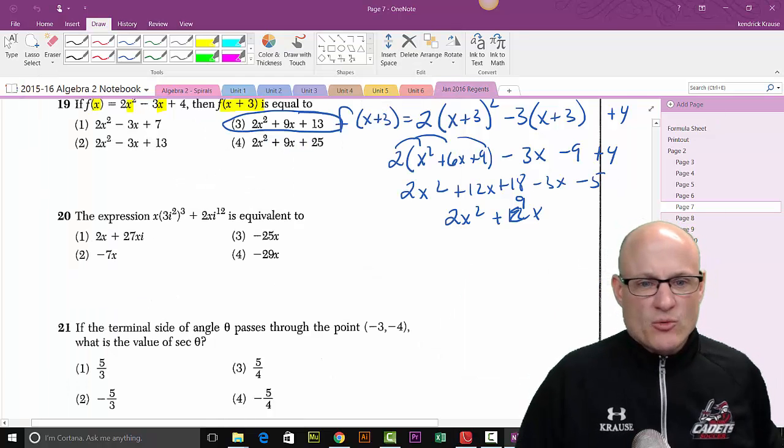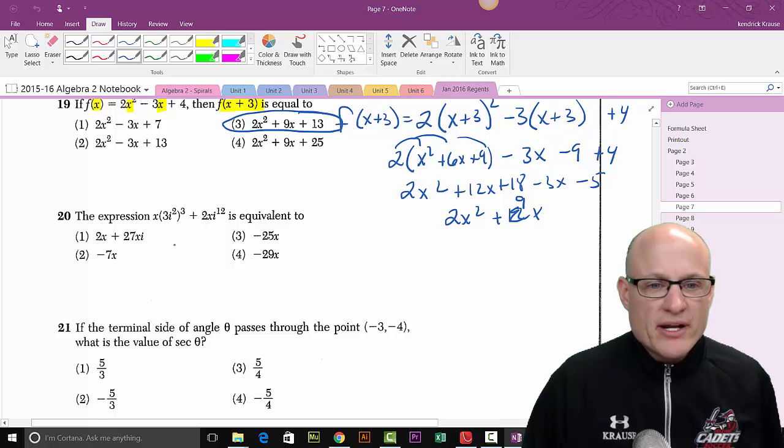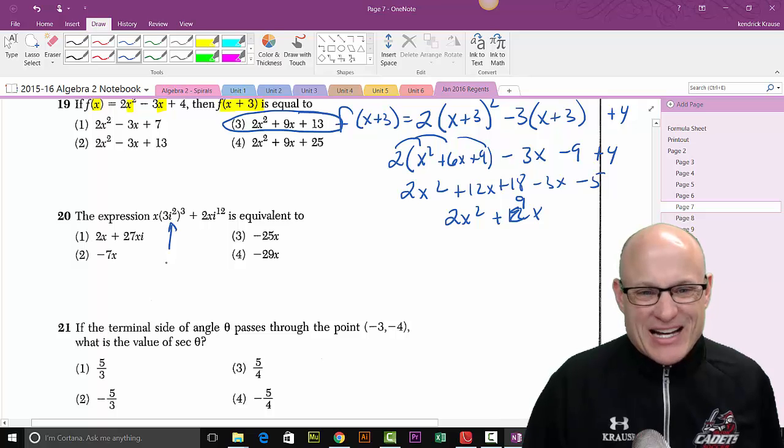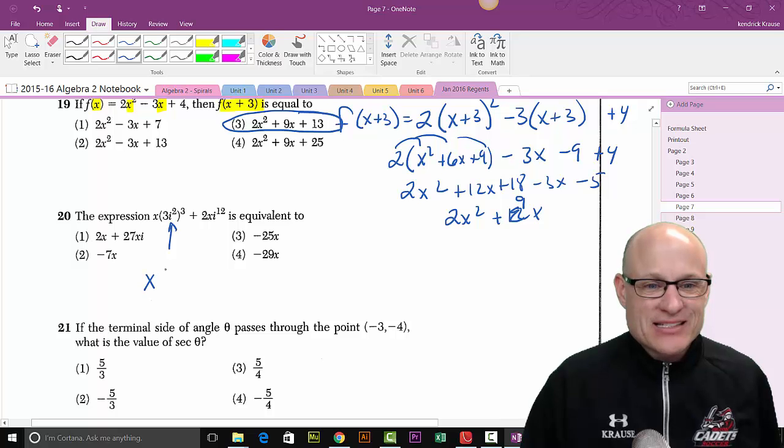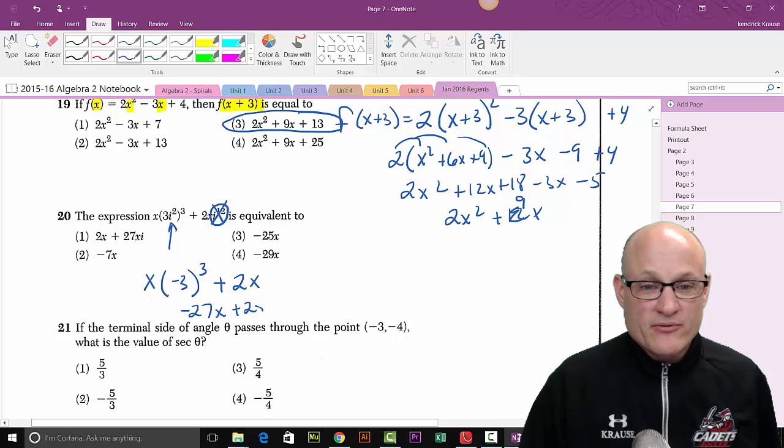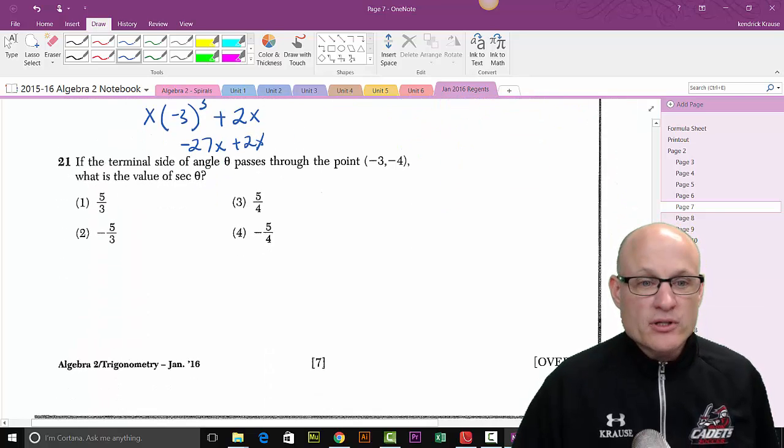Well, you could type that in. I'm not sure why it's not working there, but honestly, this is what I would do. First of all, i squared, you should have memorized it by now. i squared is -1. So this becomes x times -3 cubed plus, now this is a multiple of 4, which just means it's 1, so that's plus 2x. So -3 cubed is -27. X plus 2x is -25x. I don't know why it didn't work out.